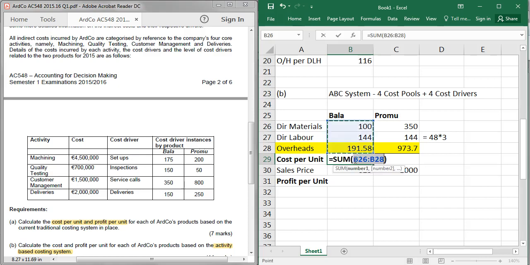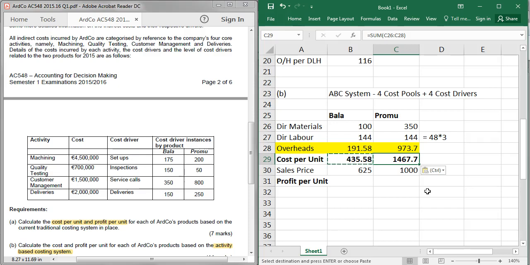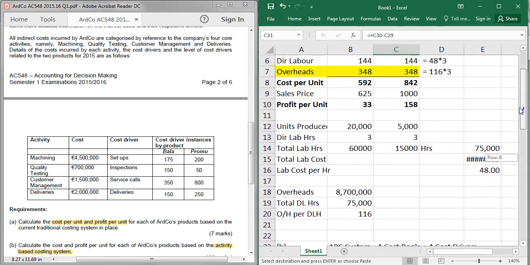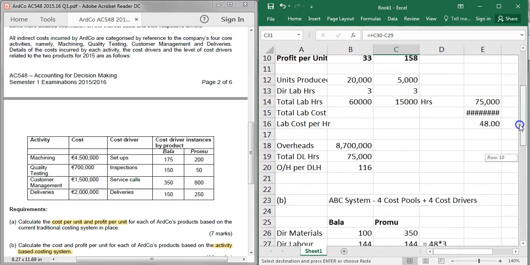So the total cost there is 435 for Bala and 1467 for promo. And our profit per unit, which you're also asked for, is sales minus costs, 189, and a loss of 467.7. So you're not asked to comment in part B, so you just have to give the calcs. But we're starting to see now, when we compare and contrast both of them, there's significant differences. And that's what we're going to answer in part C.